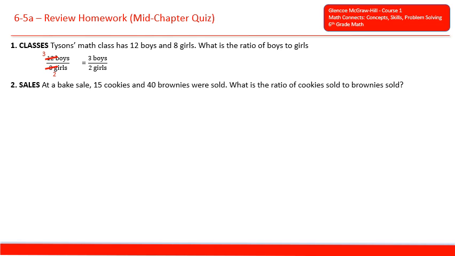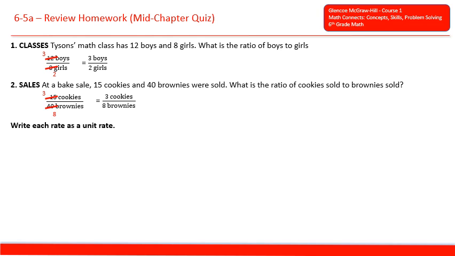Number 2, sales. At a bake sale, 15 cookies and 4 brownies were sold. What is the ratio of cookies sold to brownies sold? So again, we need to state this in our initial ratio, which is going to be 15 cookies and over 40 brownies. And then we need to look for common factors. Well, 5 should be the greatest common factor here, so we can divide 15 by 5 and 40 by 5. We get 3 cookies to 8 brownies.